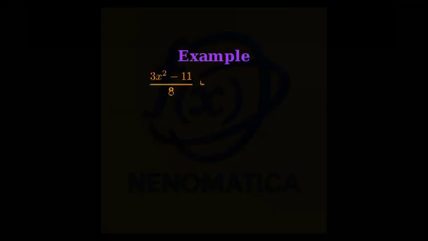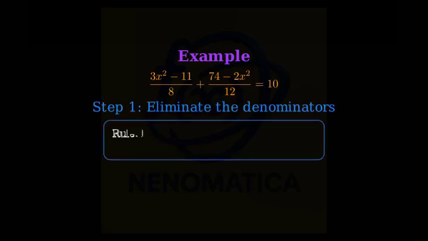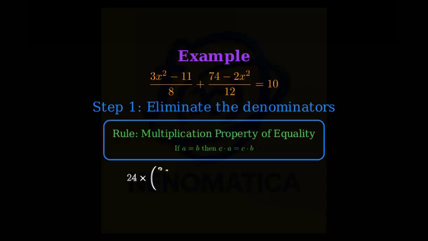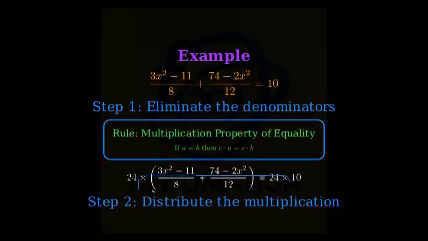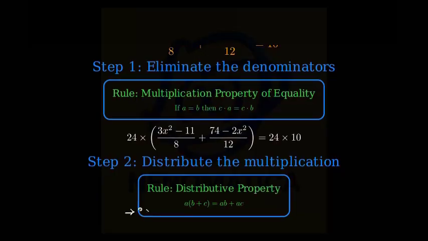Today we're going to solve this quadratic equation problem by following a step-by-step approach. Let's start by getting rid of the fractions. We'll multiply both sides of the equation by 24, which is the least common multiple of 8 and 12, to eliminate the denominators. Now, we'll distribute the multiplication by 24 to each term in the parentheses.